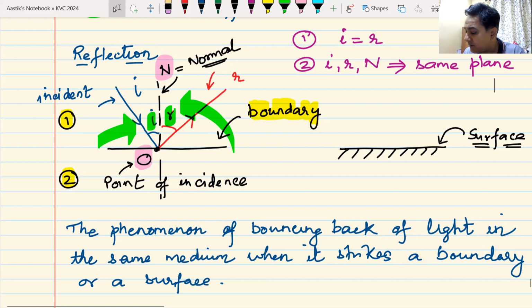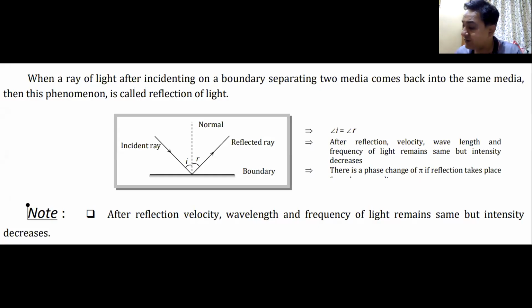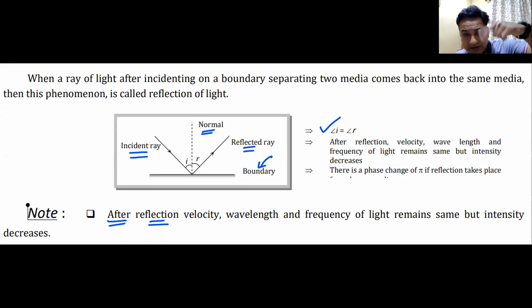Okay, so this is what we have discussed, and I'll show you a part of the sheet with proper diagrams. Here it comes. You can see the incident ray, the normal, and the reflected ray. This is the boundary between two mediums. We have seen angle I is equal to angle R. Now we have to note down the other points. I hope you know whatever terms are used here. After reflection, remember the incident ray and reflected ray are both in the same medium. The ray is getting bounced back in the same medium.